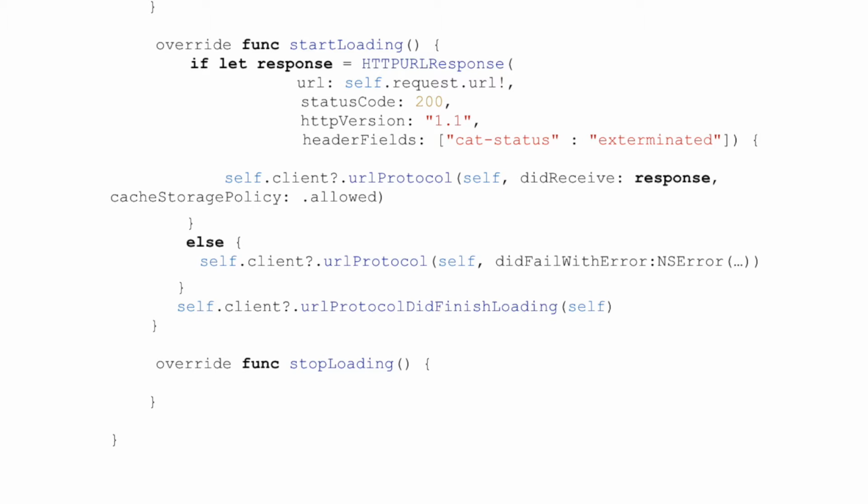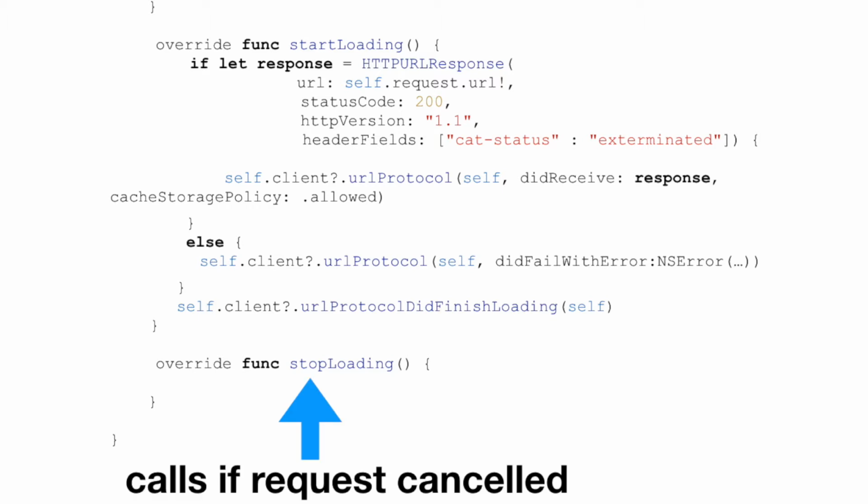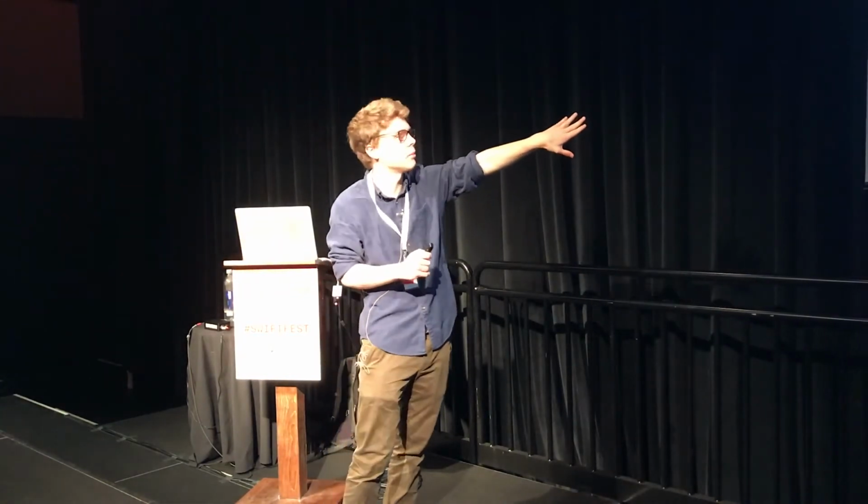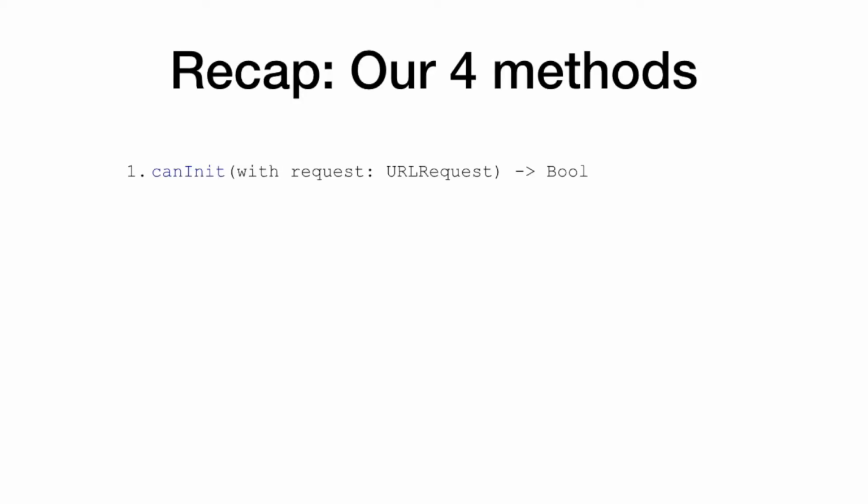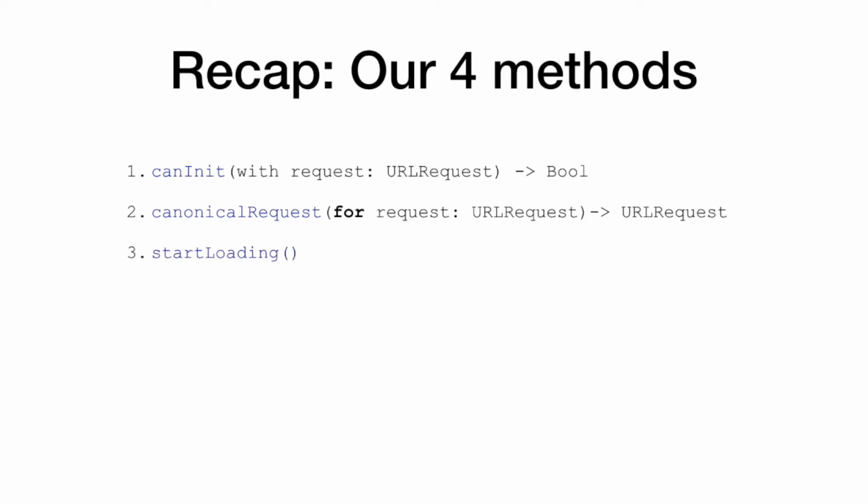And then stop loading. Normally you'd want to do some cleanup here, but in the case of us, it's a very simple, admittedly contrived cat extermination. We don't need to stop any loading because there is no loading. We're just synthesizing a response, passing it right back to the system. So we've got canInit, do we want to use this protocol for the given request? canonicalRequest for request, do we want to modify it in any way? Loading, actually doing the loading, error handling, all that stuff, and then stop loading when we're done.